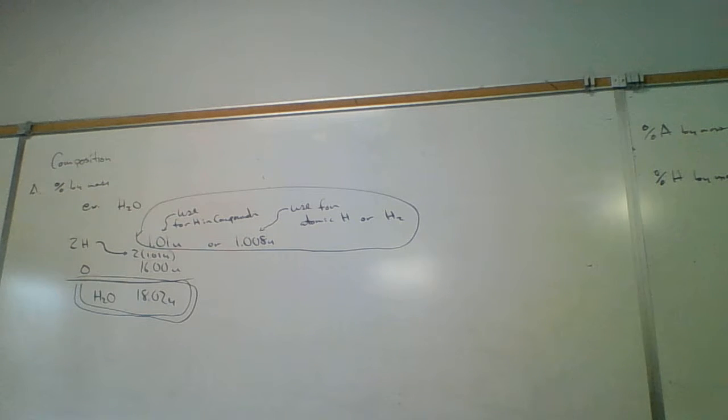All right, there's only 2 things here. So the percent oxygen we can get in two different ways. The first way is we could just take 100% minus 11.187. So if it's 11.187% hydrogen, then the rest has got to be oxygen. So 100 minus 11.187.